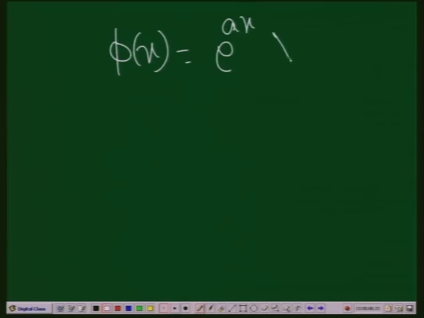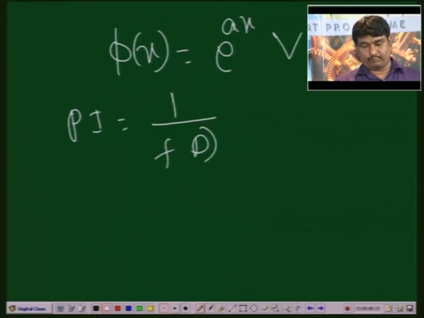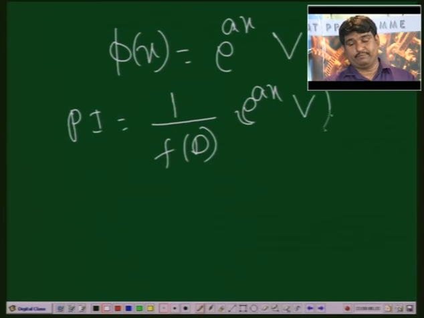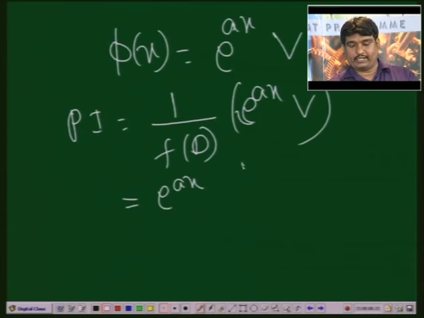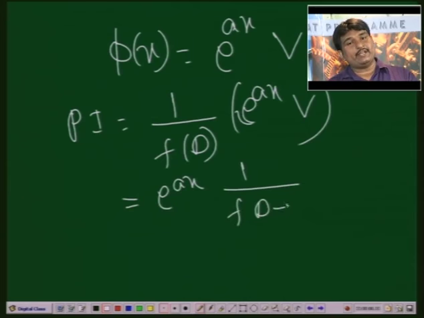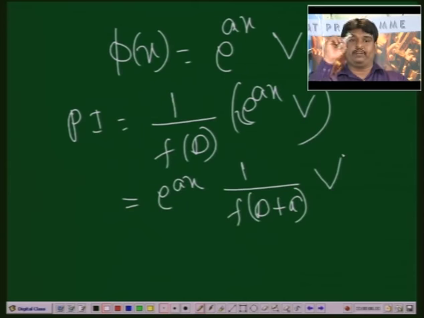Type 4 is of this form, when phi of x is e to the power of ax into some v. V can be cos ax or a polynomial, whatever it may be, some function of x. Now the particular integral equals 1 over the operator containing constant coefficients, e to the power of ax into v. Now the rule is, you take e to the power of ax outside the operator after replacing d by d plus a. So it is like this: e to the power of ax, 1 by f of d plus a, operating on v.